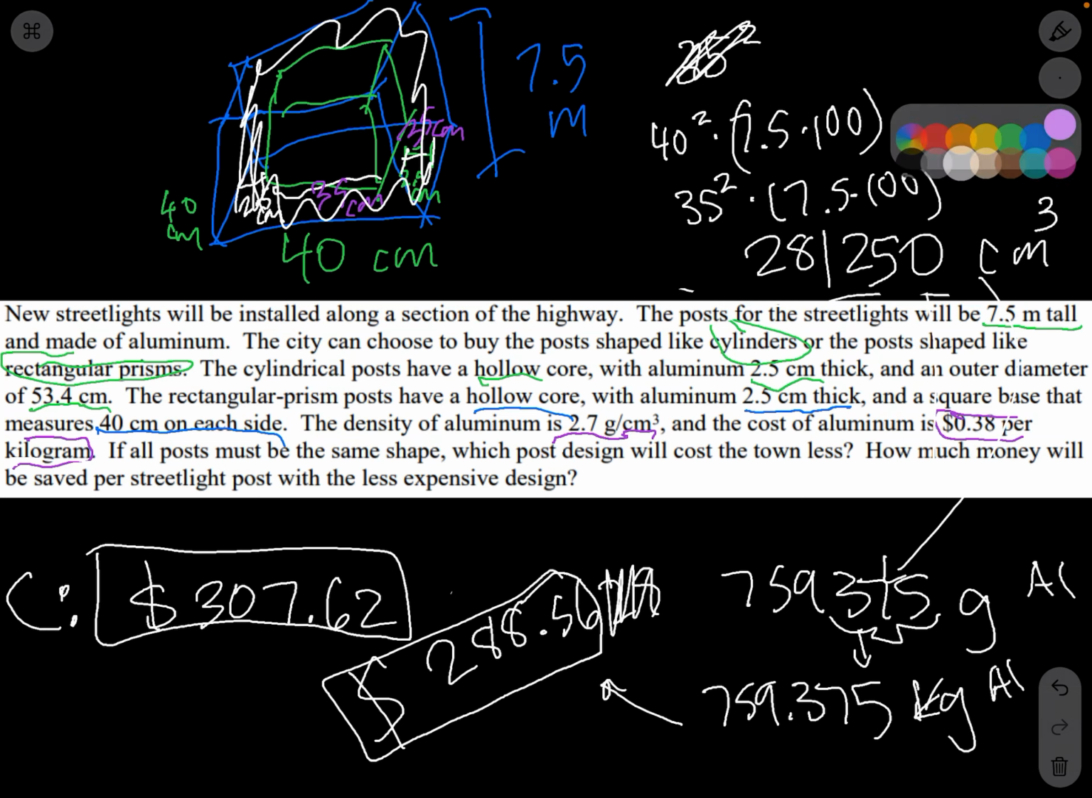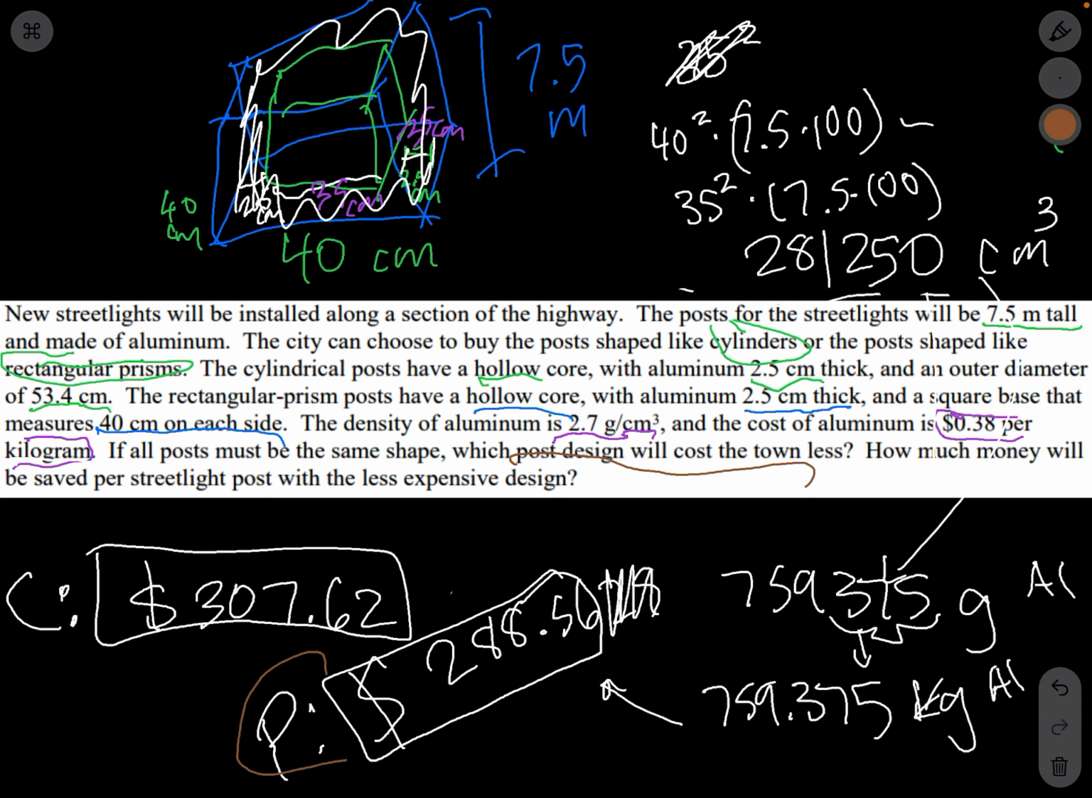So comparing these two amounts of money, which post design costs less? The prism will cost less. How much money will be saved per streetlight post with the less expensive design? Simply do 307.62 minus 288.56, and you'll get your answer, which is 19.06.